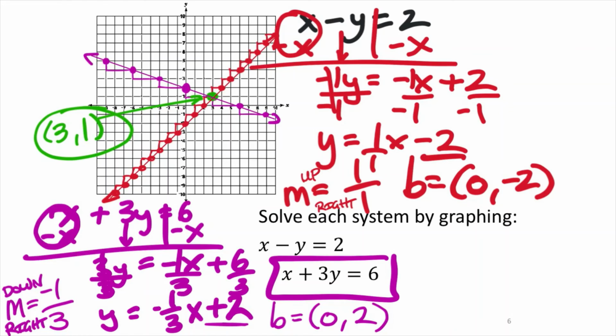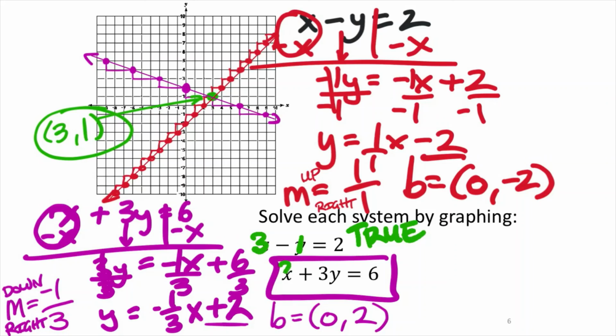Okay, so again, if we went back to the two equations, and you check 3, 1, right? So you'd say in the first equation, x minus y equals 2. I'd replace the x with 3 and the y with 1. And I see 3 minus 1 equals 2, so that would be true.